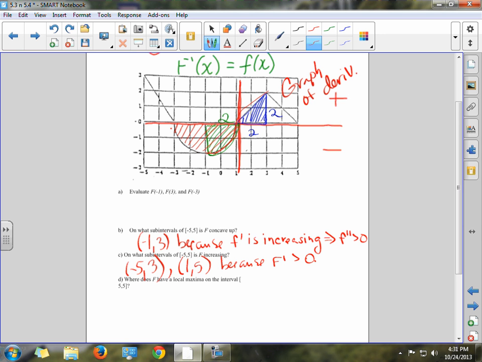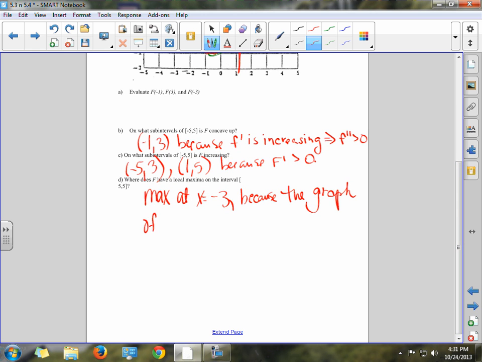And this is, where does f have a local maximum on the interval from -5 to 5? And so once again, if I'm looking at a graph of my derivative, it's going to have a maximum where my derivative goes from positive to negative. And that only happens one time. It happens right there at -3. So it has a max at x equal -3, because the graph of f prime goes from positive to negative.